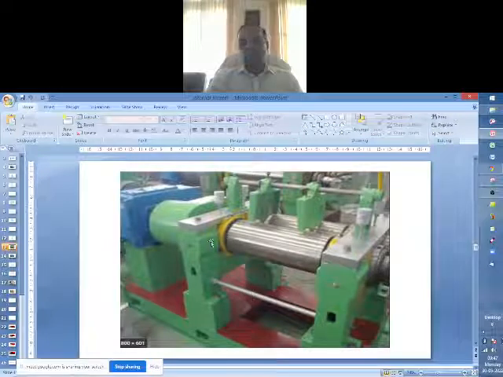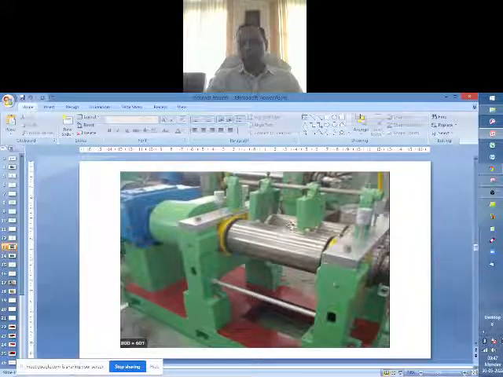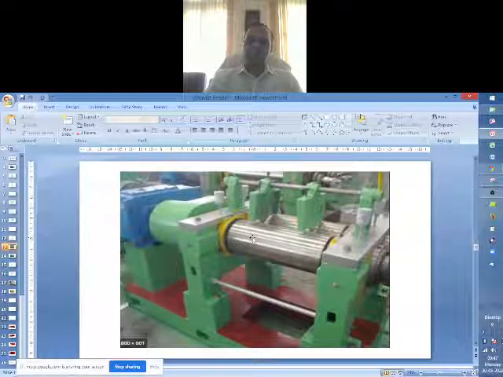To protect them, there is a breaker kind of plate here, which will fail itself, and then the gap will be more. So you only need to change that small piece of metal there and then rerun it. If the roll is damaged, then the whole thing is gone. So that's the mechanism for protection of the machinery.